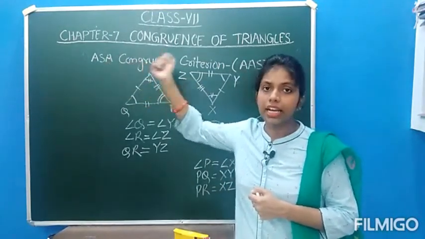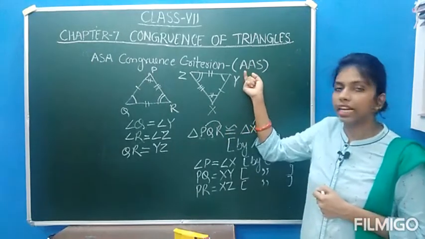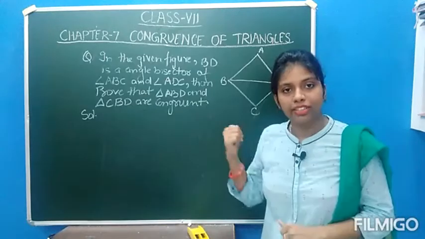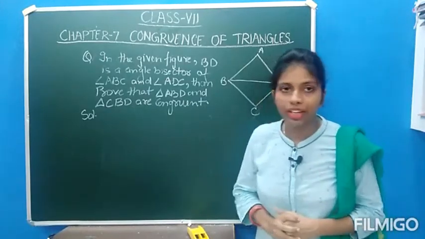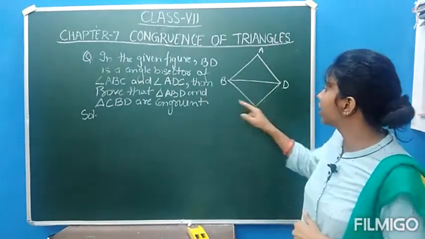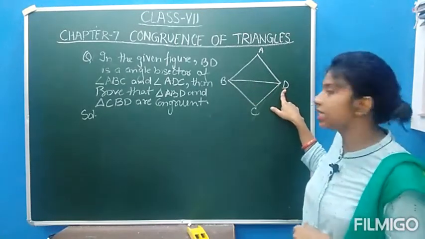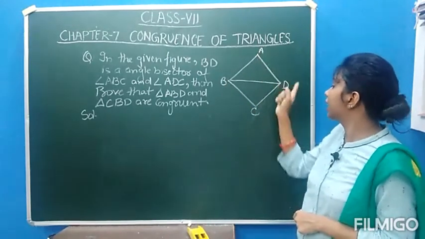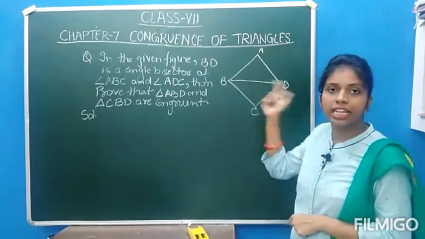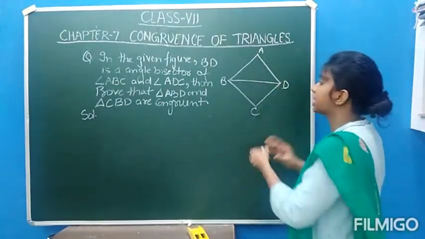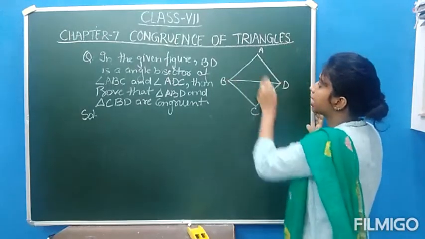A as A, we can also call this criteria as AAS. Okay, so let's solve this question. Here the question says that in this given figure, if AD is the angle bisector of angle ABC and angle ADC, so this side BD is bisecting this angle.